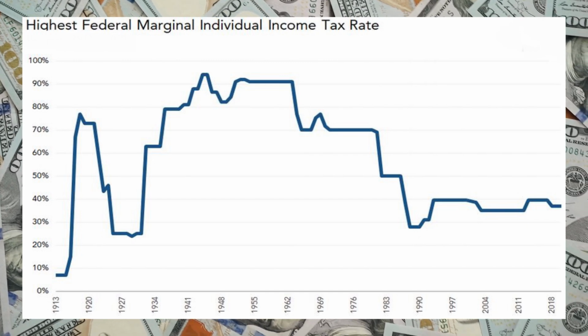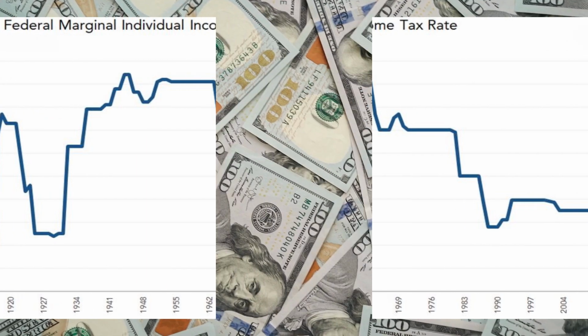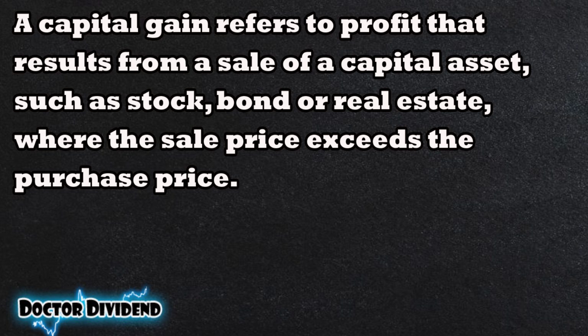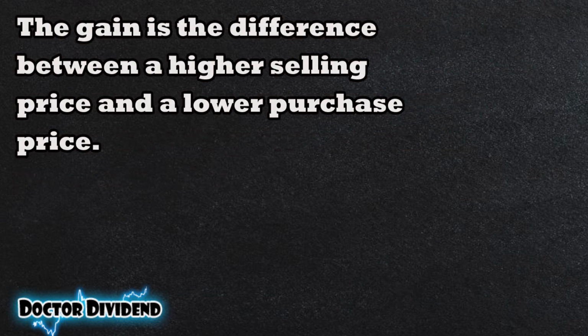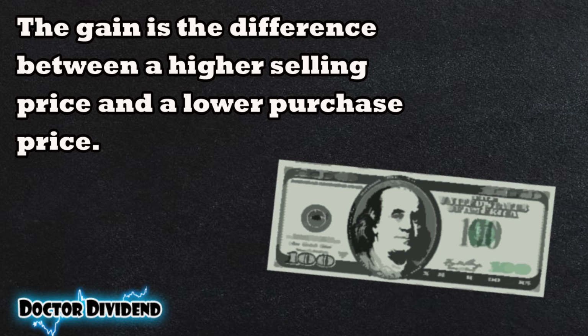But let's take a look at what long-term versus short-term capital gains are. First of all, a capital gain refers to profit that results from the sale of a capital asset, such as stock. It can be a bond or real estate, where the sale price exceeds the purchase price. So the gain is the difference between the higher selling price and the lower purchase price. Essentially, you buy stock at a lower price, sell it at a higher price, and that difference you have to pay tax on.